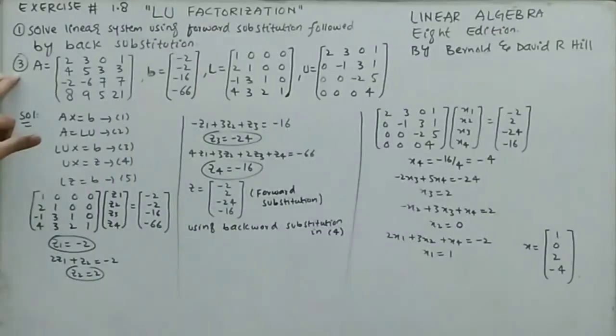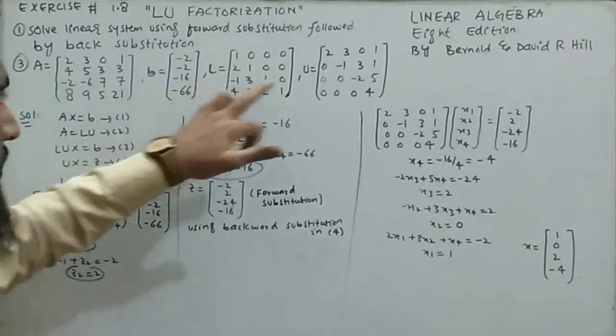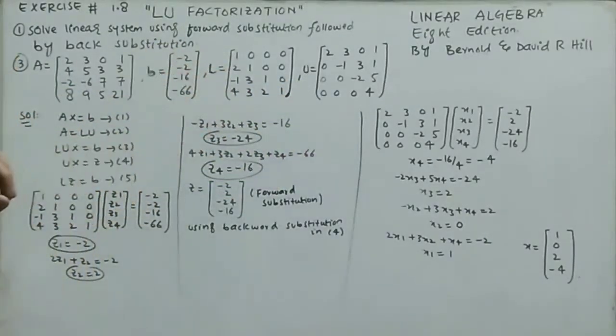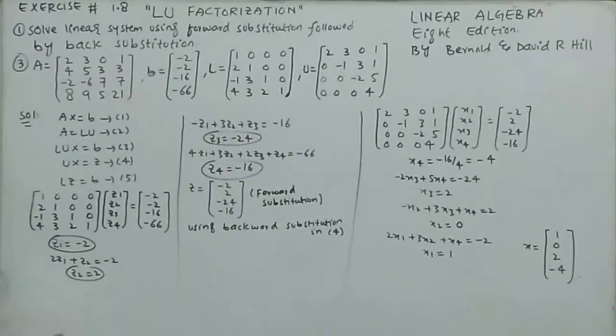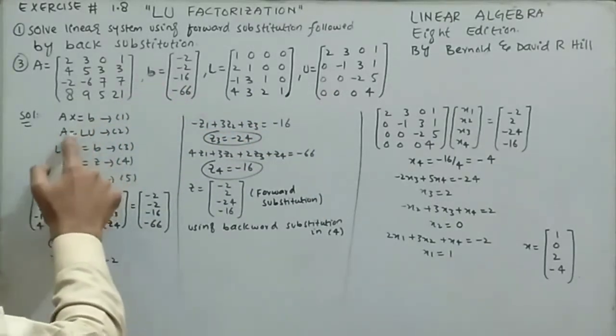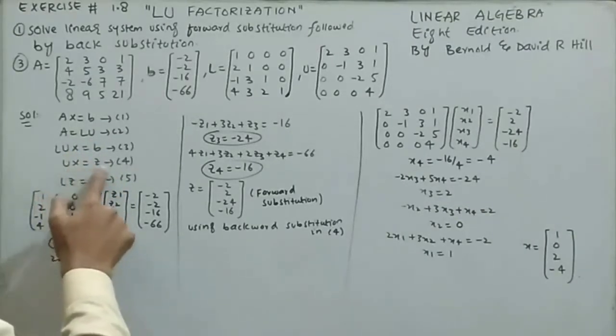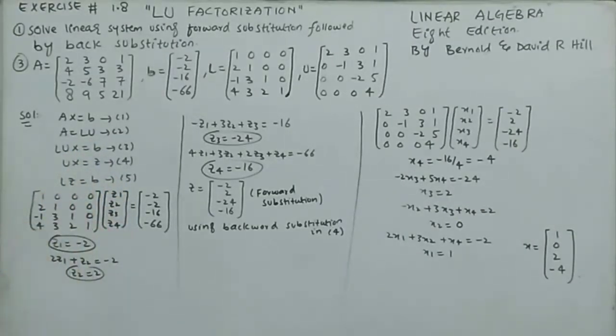Now solving question number 3. Matrix A is given, B is given, L is given and U is given, and all are of 4 by 4 order, while this is 4 by 1. So we will write the five equations: Ax is equal to B, A is equal to LU, LUx is equal to B, Ux is equal to Z, and Lz will be equal to B.